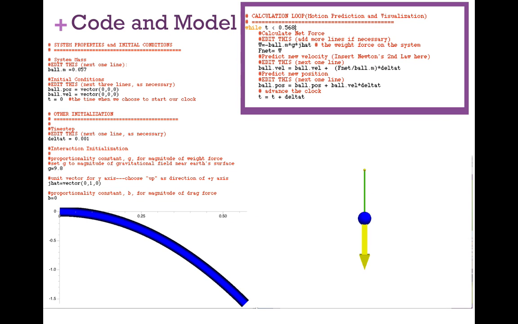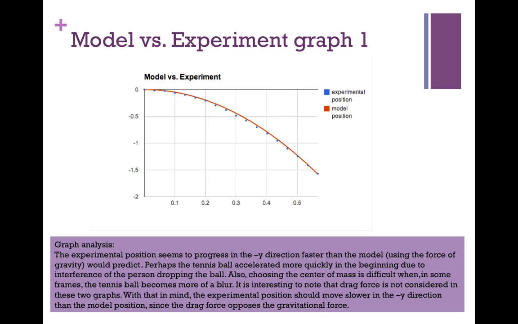So here's the code. We have the equation for weight in the loop. Time is less than 0.568 seconds. That's the duration of the tennis ball falling. We have the Newton's second law equations for velocity and position. Ball's mass is 57 grams. Initial position and velocity are 0. You have delta t, gravity, j hat, which is the unit vector of the gravity. You also have b equals 0 because there's no drag force being considered in this first part. The model's in the bottom, of course.